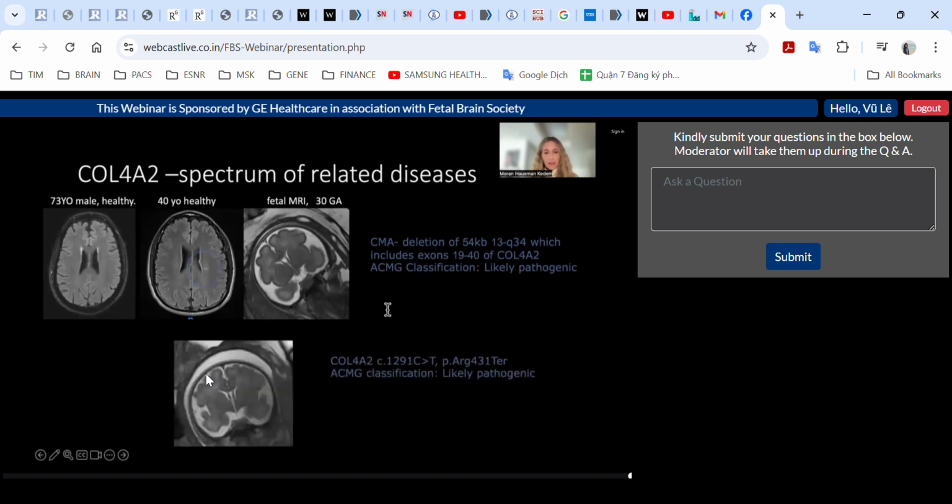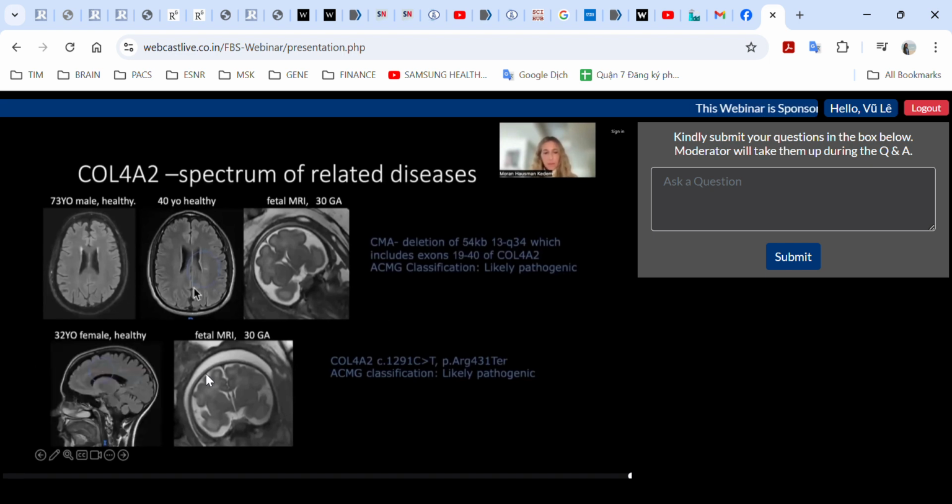And another case of a 30 weeks gestation fetus, again with an incidental finding of a COL4A2 mutation found on exome sequencing, inherited from the mother, who is completely healthy. And again, she has this very tiny lesion here, which obviously does not cause any clinical stigmata.